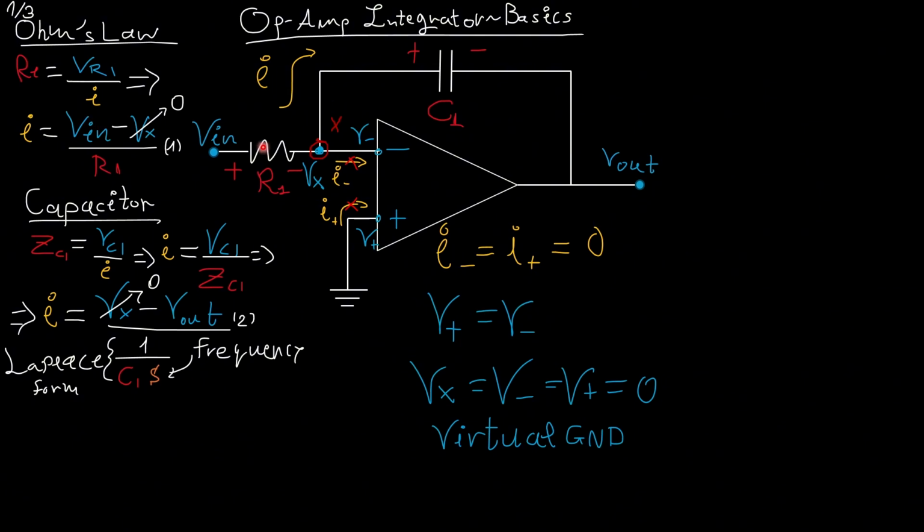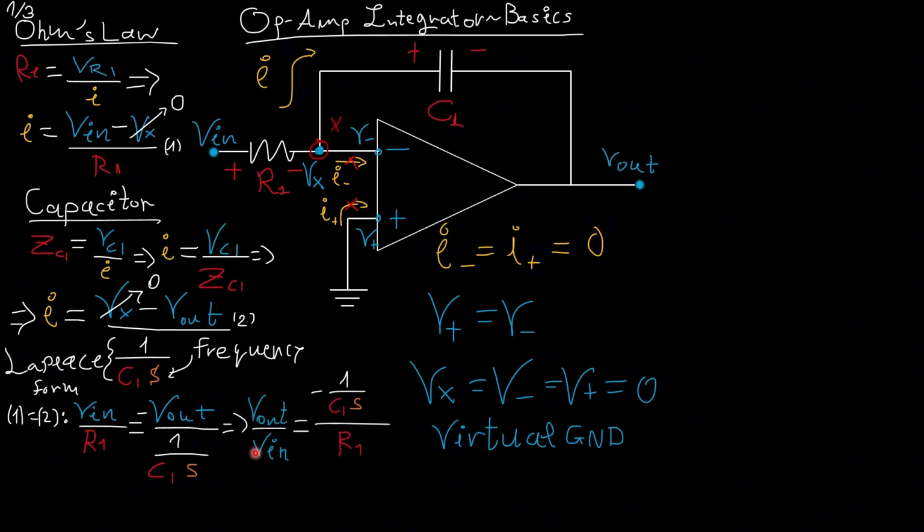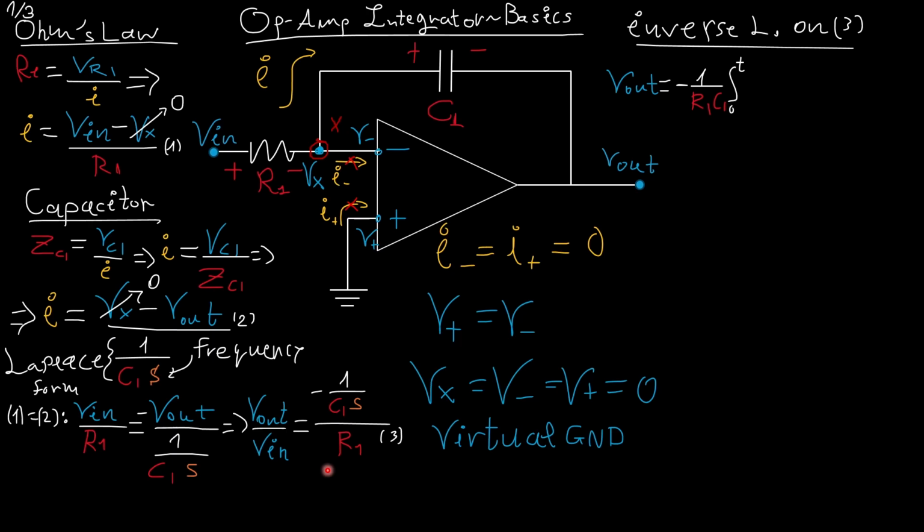Now, because the current is common, I can say that this is the same as this. Vin over R1 must be equal to minus Vout over 1 over C1s, which gives us this result. If you are familiar with Laplace transformations, this is nothing but an integral.